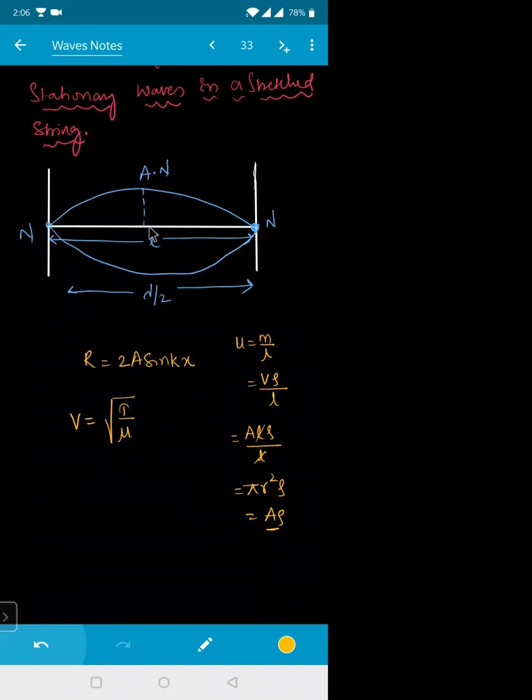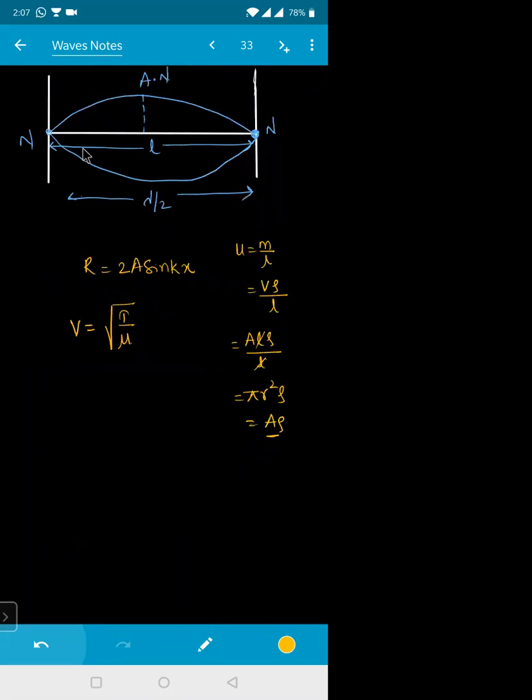So what we are doing? We are considering a string of length L, which is fixed at both the ends. When a sinusoidal wave is established in such a string, due to multiple reflections, the superposition of the traveling waves is happening. For standing waves, the necessary condition is that at the end points there should be nodes. So the minimum distance between the two nodes is how much? Lambda by 2. So the length of the string will be equal to lambda by 2. This length is equal to lambda by 2, isn't it?